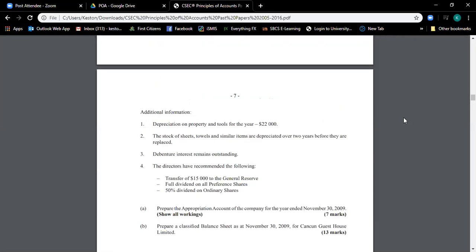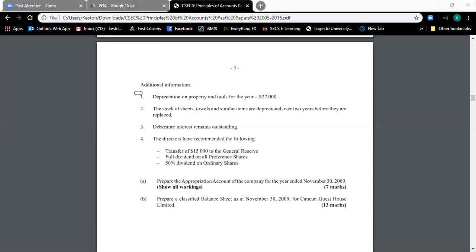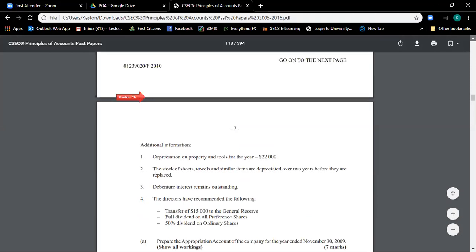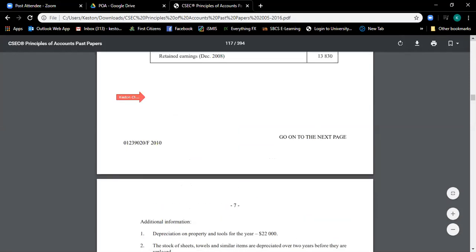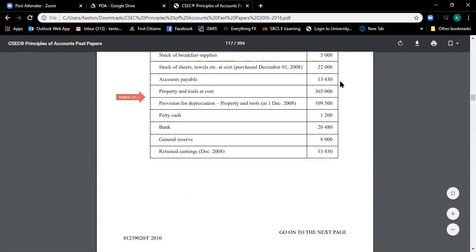So we had some depreciation to account for on property and tools for last year, right? Mainly I'm talking about this here: depreciation on property and tools for the year was 22,000. Now, while that would have been the figure in our profit and loss account, what we need to do actually is add that to the provision for depreciation figure to date, right?